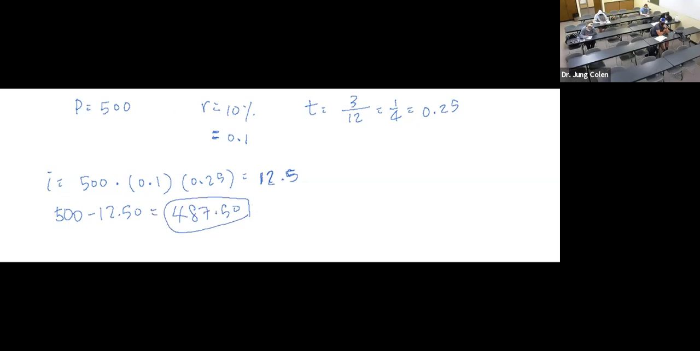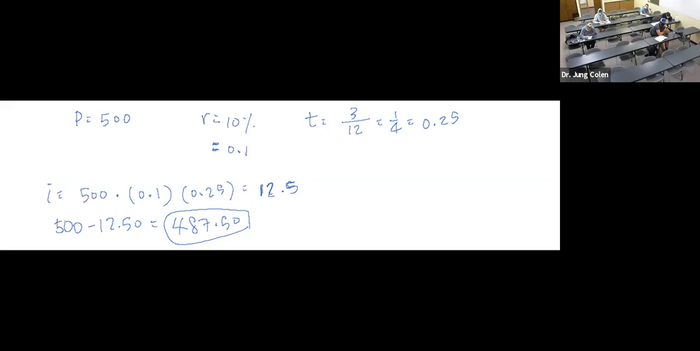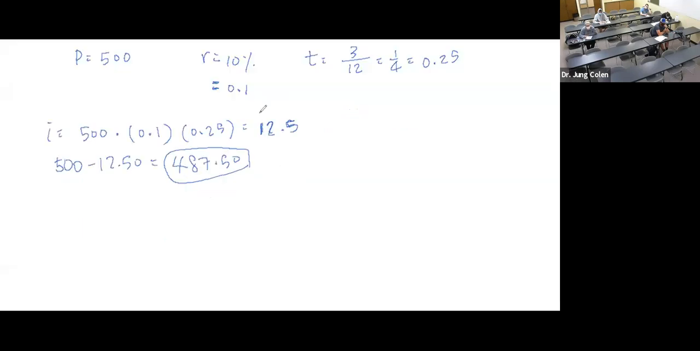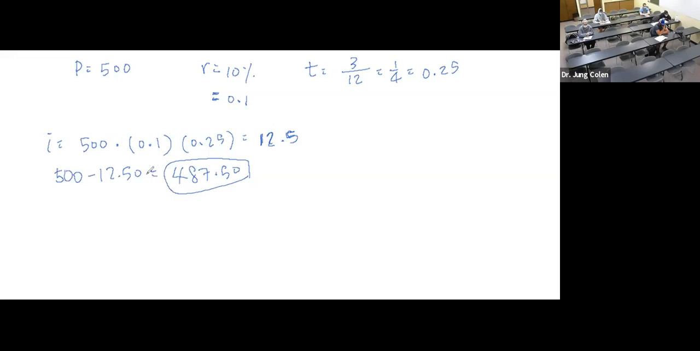So let's look at the first question. A: the interest she must pay to the bank on the day she receives the loan. We need to find that. We already found the interest here, right? $12.50. B: the net amount of money she receives from the bank. So this is the amount she's receiving from the bank. C: the actual rate of interest for the loan.